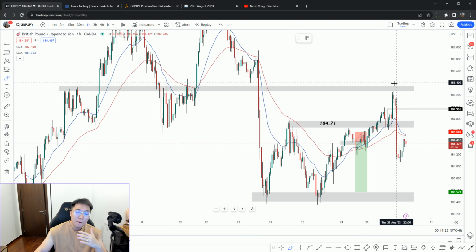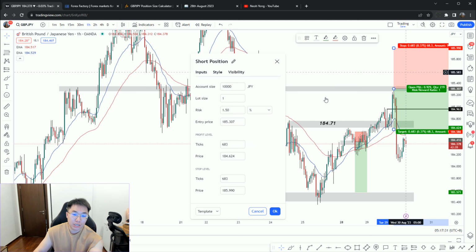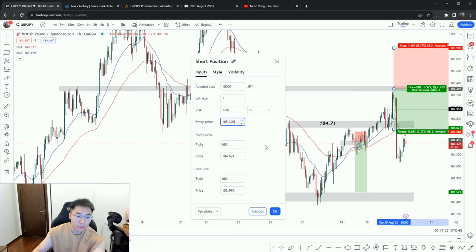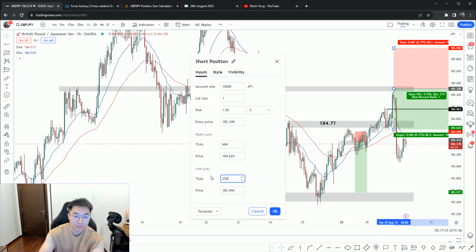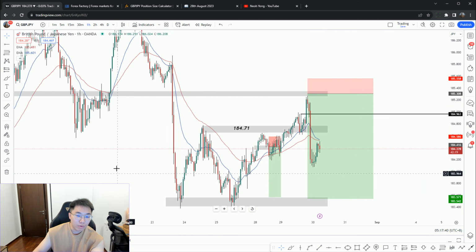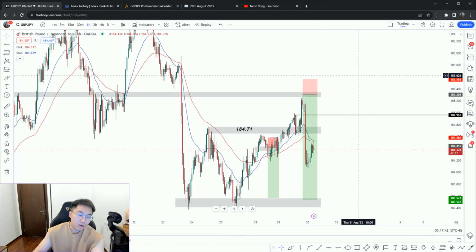A few hours ago, I actually called a setup in our community and said that I want to go short at 185.38, which is right here. Stop loss about 25 pips, looking to target the low. The setup actually played out really well, but we missed out on the trade. It's not a big deal.